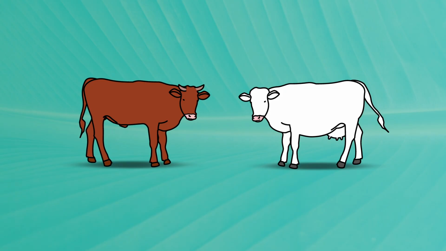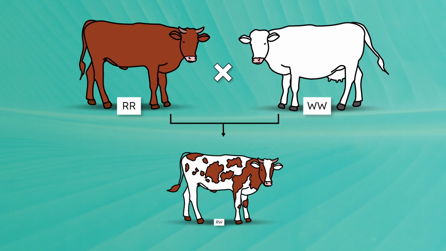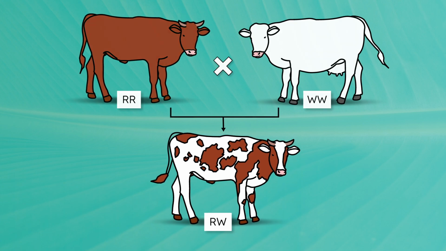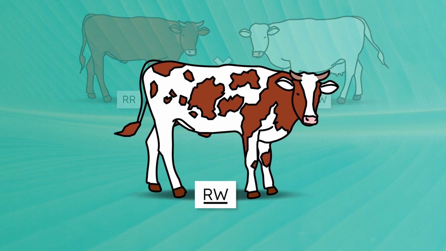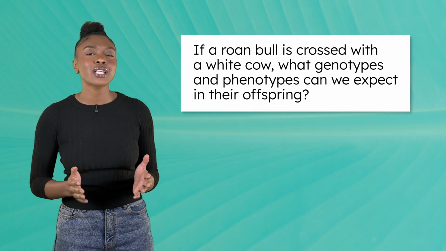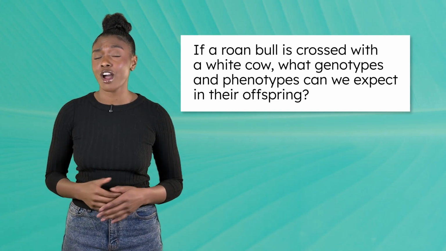In some cattle, coat color is determined by two alleles, one for red fur and one for white fur. When these alleles are inherited together, the result isn't red or white, but a unique pattern called a roan coat. In a roan coat, both red and white hairs are visible across the animal's body, rather than blending together into a single color. If a roan bull is crossed with a white cow, what genotypes and phenotypes can we expect in their offspring?